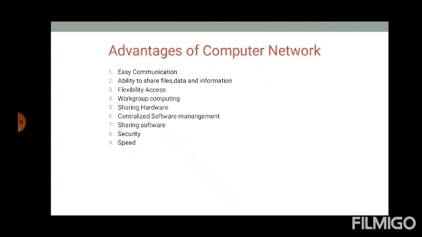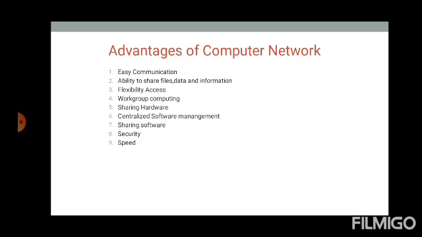Then advantages of computer networks. Easy communication: it is very easy to communicate through a network. People can communicate efficiently using a network with a group of people. Then ability to share files, data and information. This is one of the major advantages of computer networking because people can find and share information and add data. This is beneficial for large organizations to maintain their data in an organized manner.